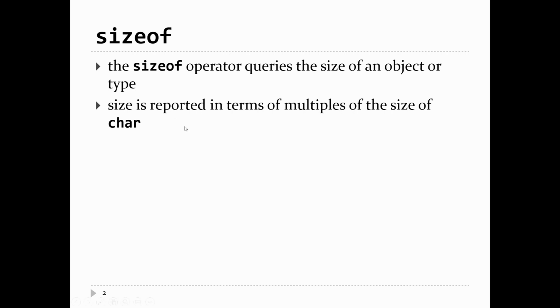OK, so the size is always reported in terms of multiple of the size of char. So char is similar to Java's char. Right? It represents character values. Also the same as Java, it's also an integer value. Okay? In C, the size of char is said to be 1. So the size of char is always 1.